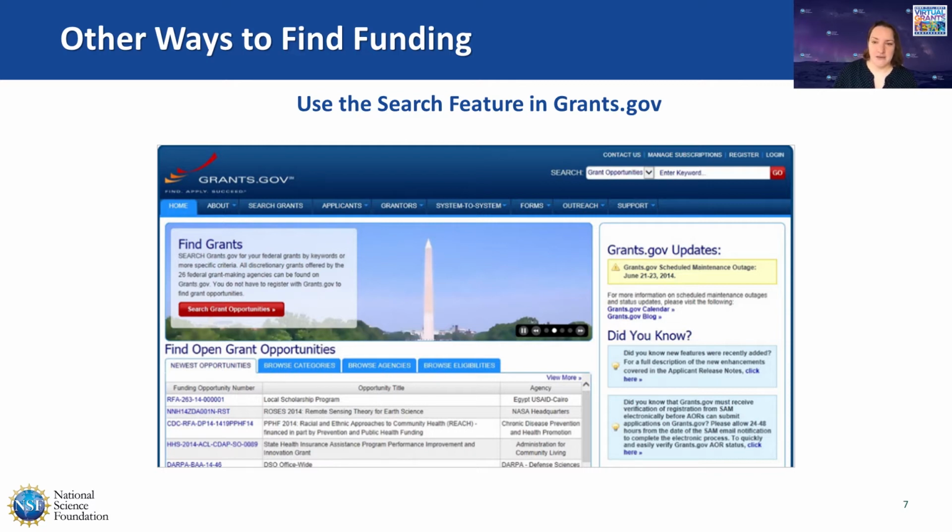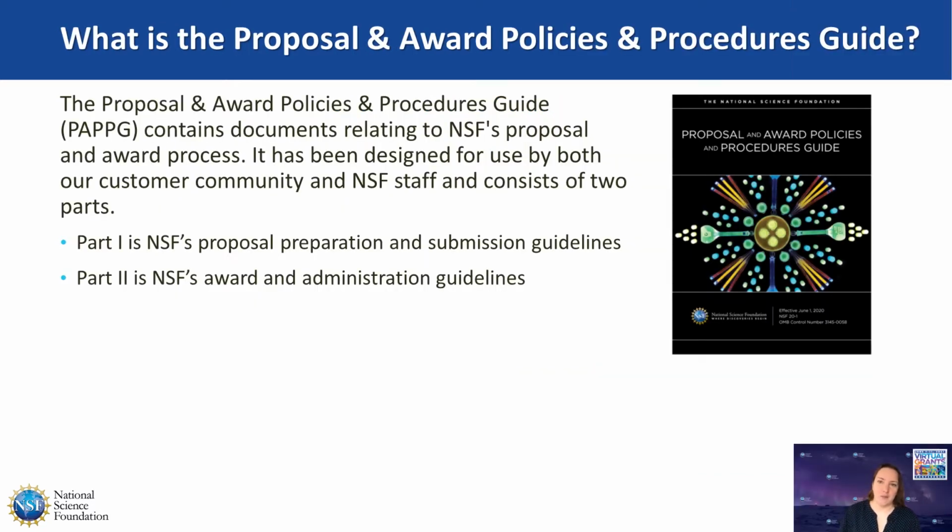So let's talk about the Proposal and Award Policies and Procedures Guide, which we call the PAPG. This is the main guiding document for anyone who's submitting to NSF or has an award from NSF. It's for you, the community, and it's also for us as NSF staff. So part one is the proposal preparation and submission guideline piece, and part two has all the guidelines for award administration.